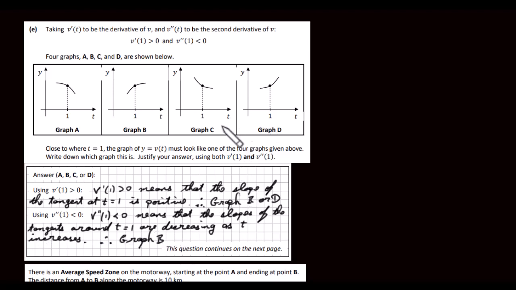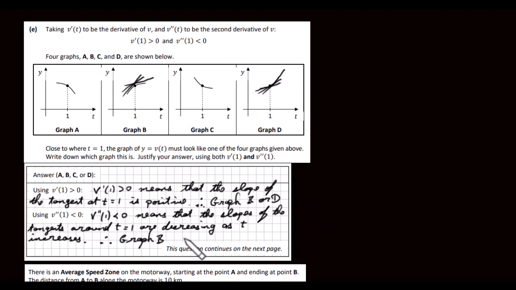B. So in other words, if we draw some tangents here, let's see, that one there is going to be positive, that's positive, that's positive. You can see there that the slopes of these tangents are decreasing. Here you can see you've got slopes of tangents that are increasing. So the second derivative being negative means that the slopes are decreasing.